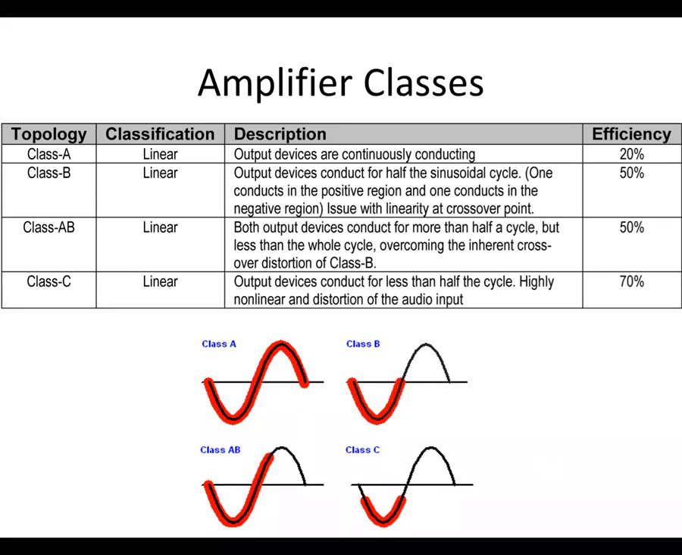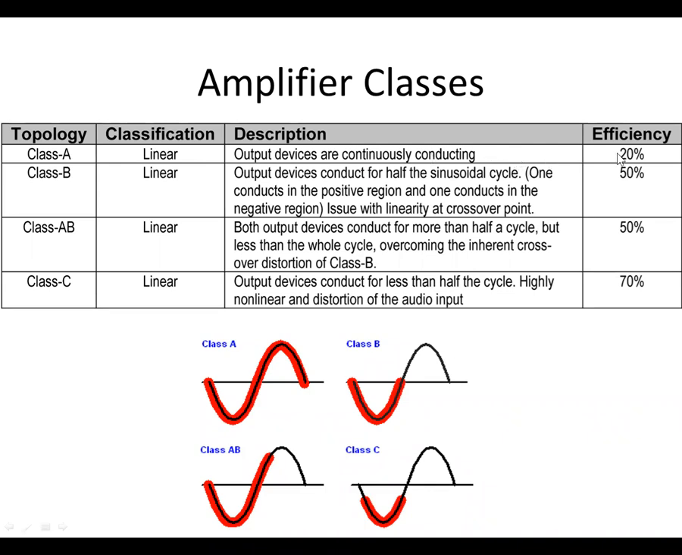Okay, now we'll take a look at amplifier classes, and they cite 4 different classes in the manual. There are a lot of other classes for different situations, so we'll just touch on the 4 that they covered there. The first one's a Class A. It's a linear amplifier, meaning that the output follows the input, and it's a design where the output devices, the transistors, are continuously conducting.